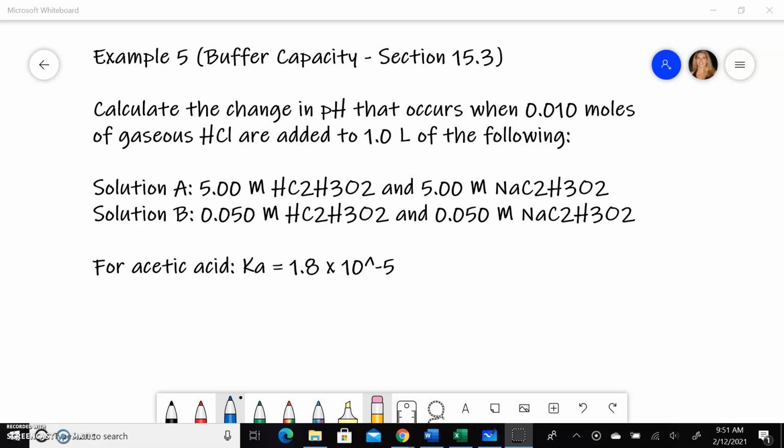All right, we're going to work through another example that has to do with buffers. And this one is asking us to calculate the change in pH. So what we need to do is first find the original pH and then see how the pH changes as you add these compounds to the solution. So for the initial pH, let's go ahead and do that first.